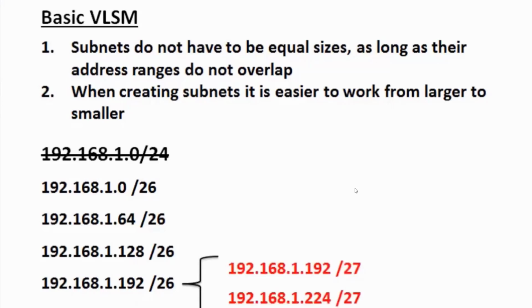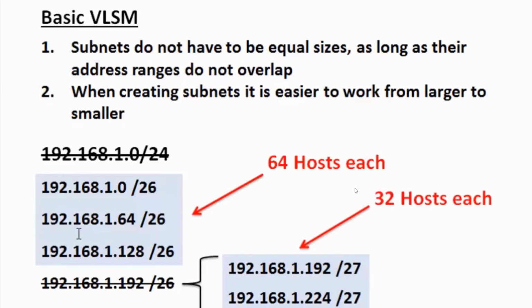What I can do is say, instead of having this subnet be /26, what if I take that address space and divide it into 2 smaller subnets, size /27 each? If I do this, I effectively have created 5 subnets. The 3 subnets up here are 64 hosts each, and the 2 new subnets that I created from the 4th subnet are 32 hosts each.